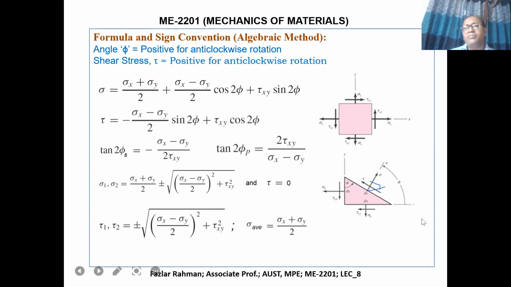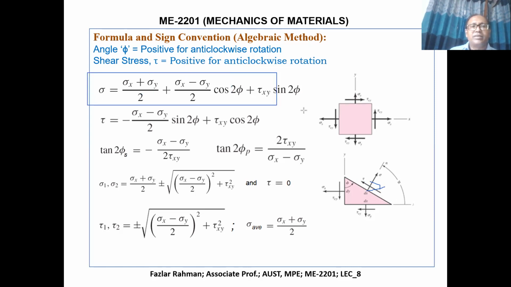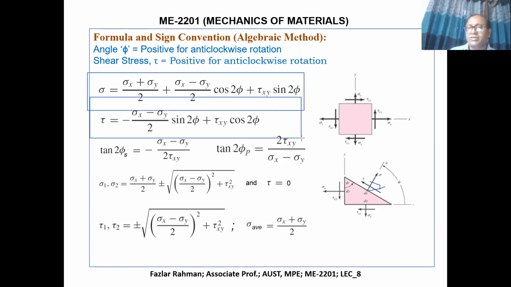Now, how many formulas did we derive? At first, we derived the mother formula, this one and this one. I am just summarizing it. Making the summation of force along the x-axis equal to 0 and along the y-axis equal to 0, we got two equations, one for tau and one for sigma. Then you solve the two equations, multiply by cos phi and sin phi, and you figure out the value of sigma and tau. This is the mother equation.